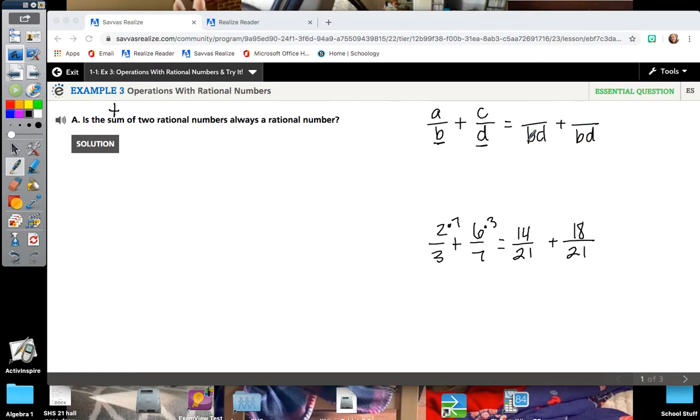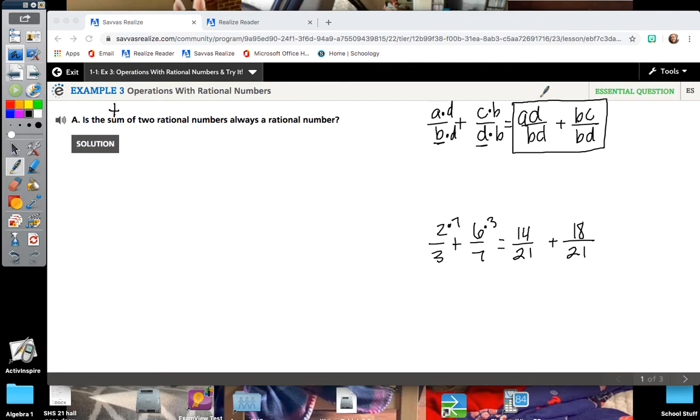So what did we add to B to get BD? Well, we didn't add, we multiplied by D. So we're going to do that on top as well, which gives us AD. Same thing over here. To get BD, you have to multiply by B. Same thing on the top. So we're going to have BC.